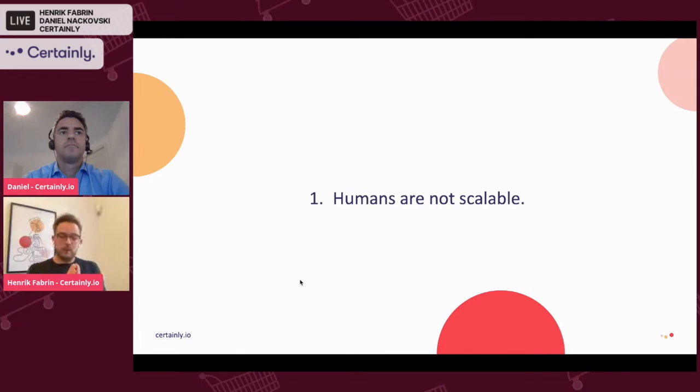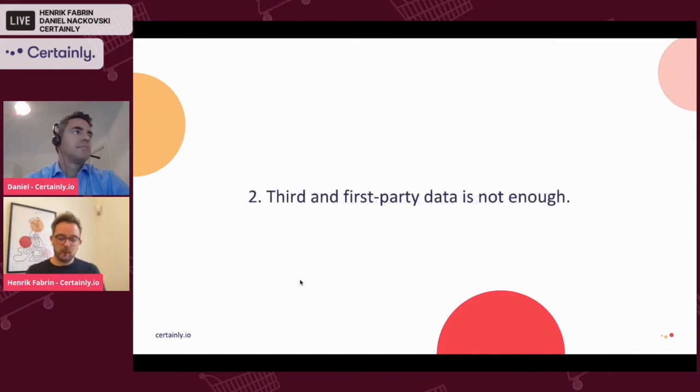But the challenge is that humans are not scalable. It's not impossible for one person to have 10,000 conversations at the same time, but it's also not financially feasible for all of us to have 10,000 employees having 10,000 conversations with 10,000 visitors at the same time on our website. So that's a challenge. And then the second one is the data.